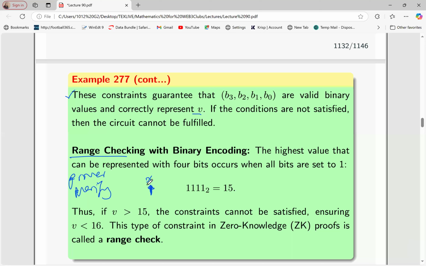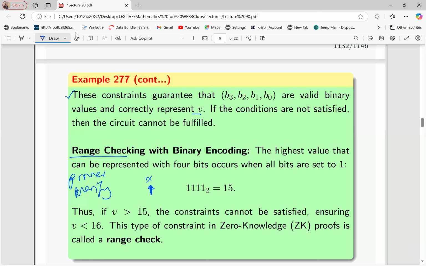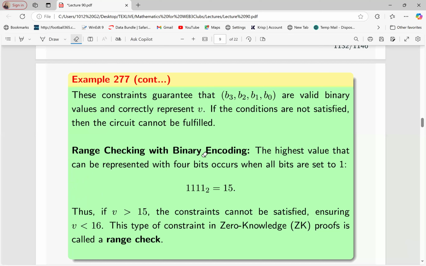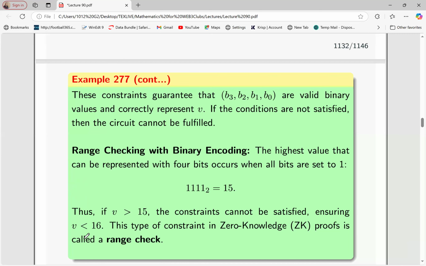So the one that is doubting whether he knows is supposed to know that the value that has been given is within the right range. If it's within the right range, then that is proof enough that this guy knows what he's talking about. But once he gives a value outside the range, that is proof that he doesn't know what X is. So that then leads us to range checking with binary encoding.